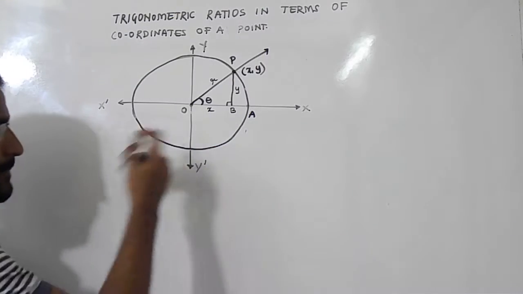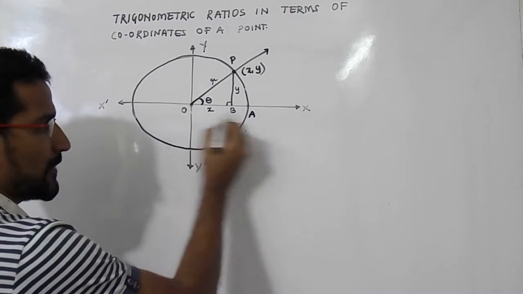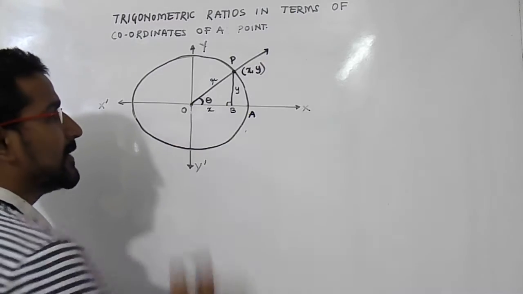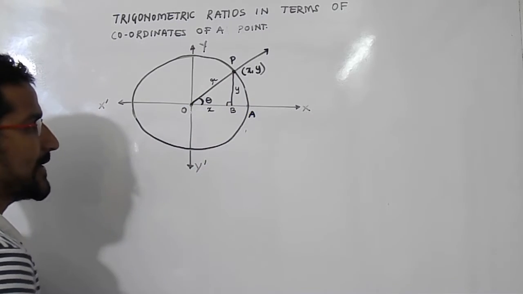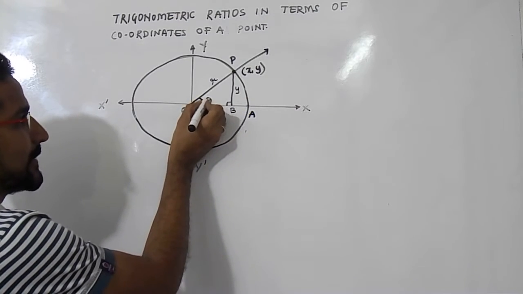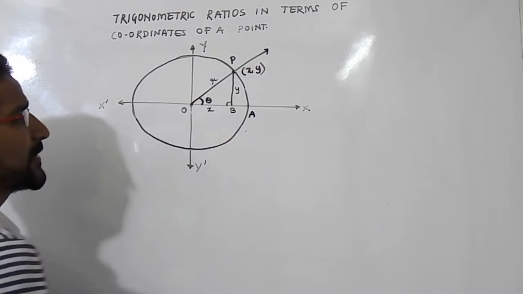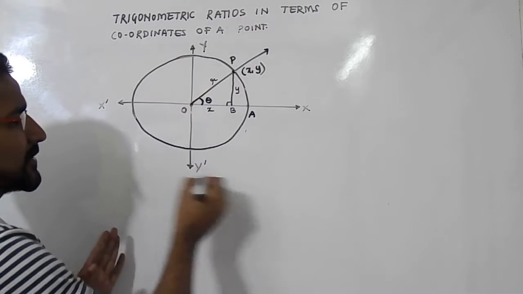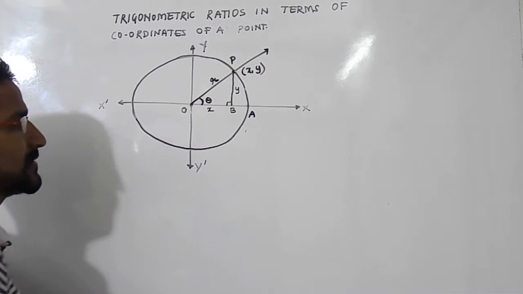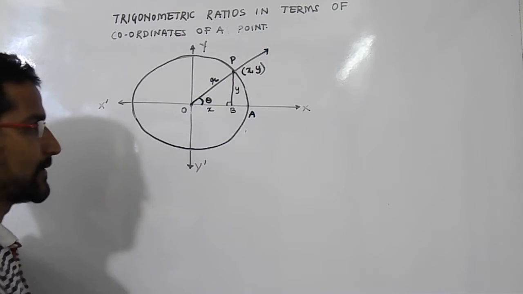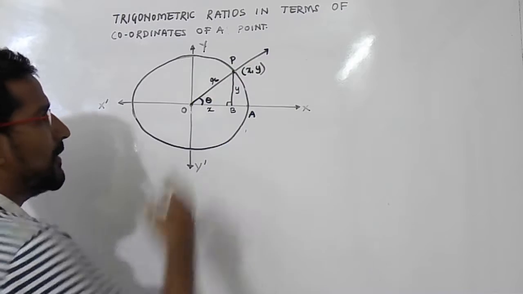So here, OA is the initial arm and OP is the terminal arm, and the terminal arm is moving in an anti-clockwise direction and it makes an angle theta. Now, suppose that point P of the terminal arm lies on a certain circle having radius r. Now, the point P has coordinates x, y.